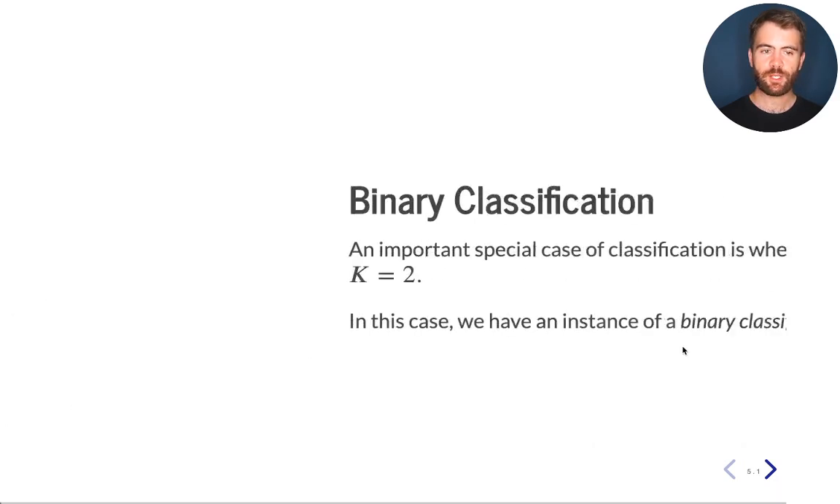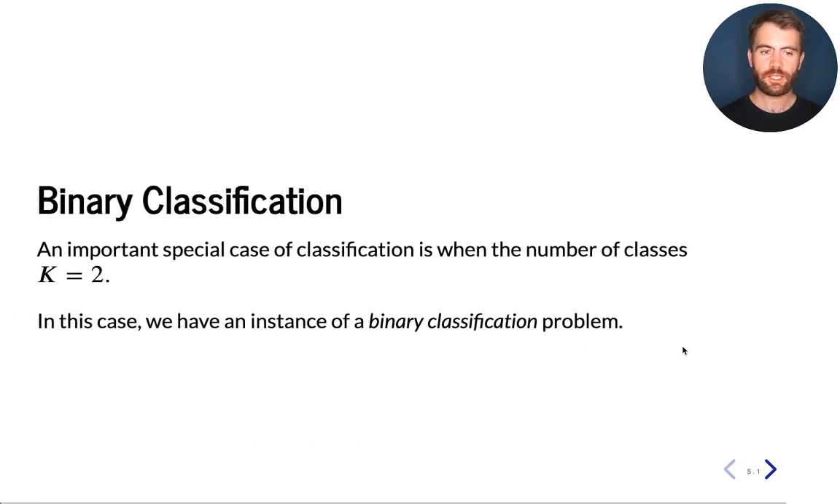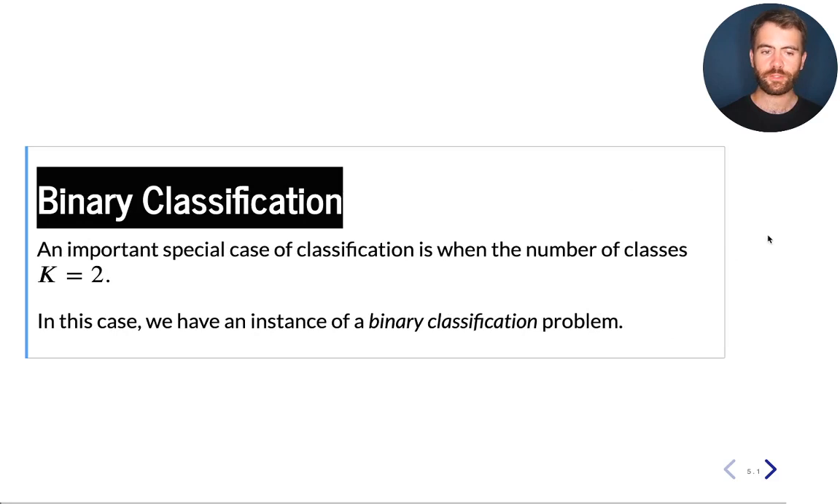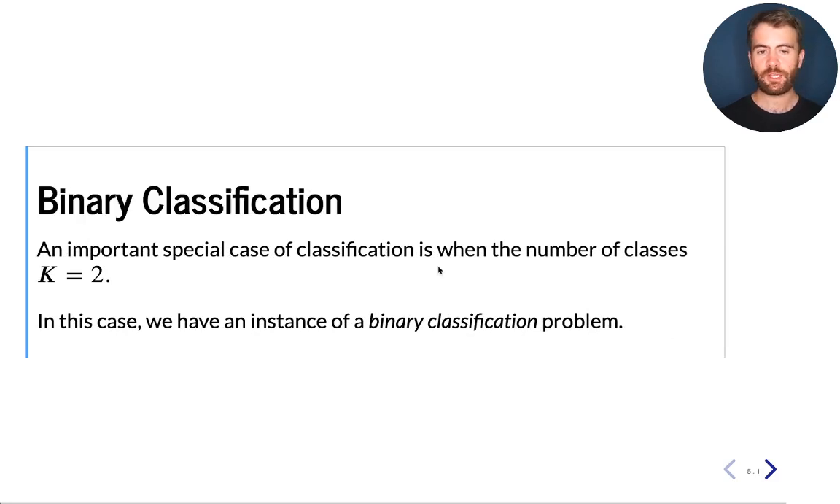Now, an important special case of classification is called binary classification, and I just want to highlight this term here because it's used a lot. Binary classification is a special case when we have two classes, so when K equals 2.